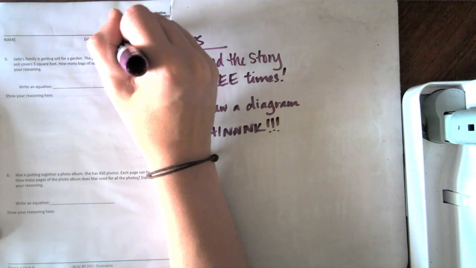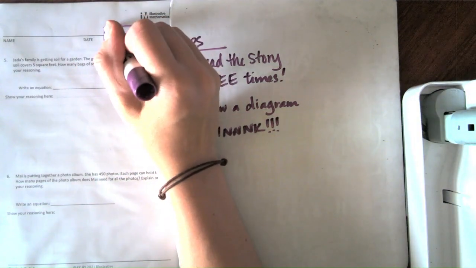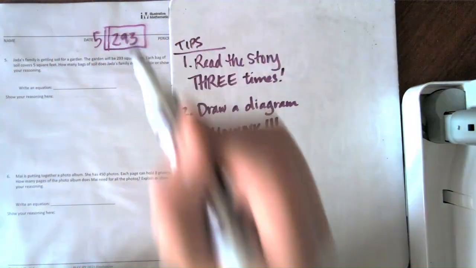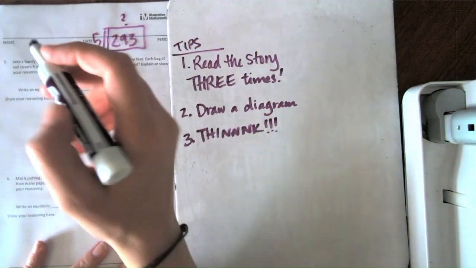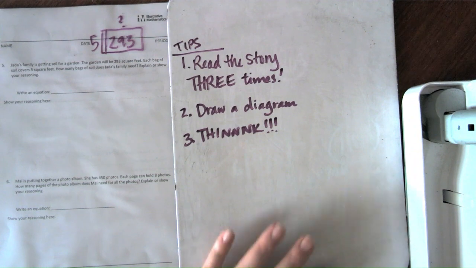The whole garden is 293 square feet. Each bag of soil covers 5 feet. So each bag covers a 5-foot strip like this. Now that leaves us with the question mark up here. That means we have the total. We have the full amount.